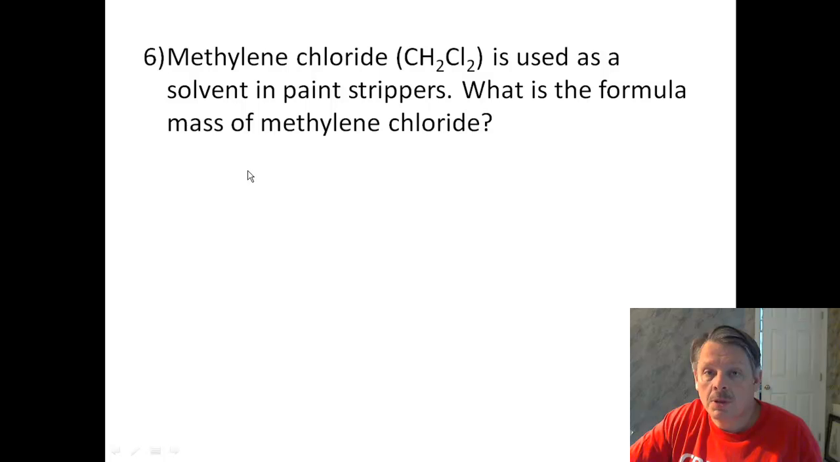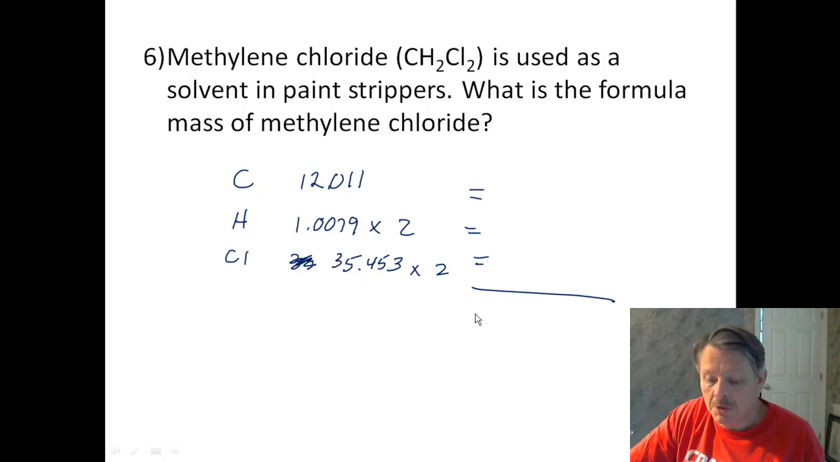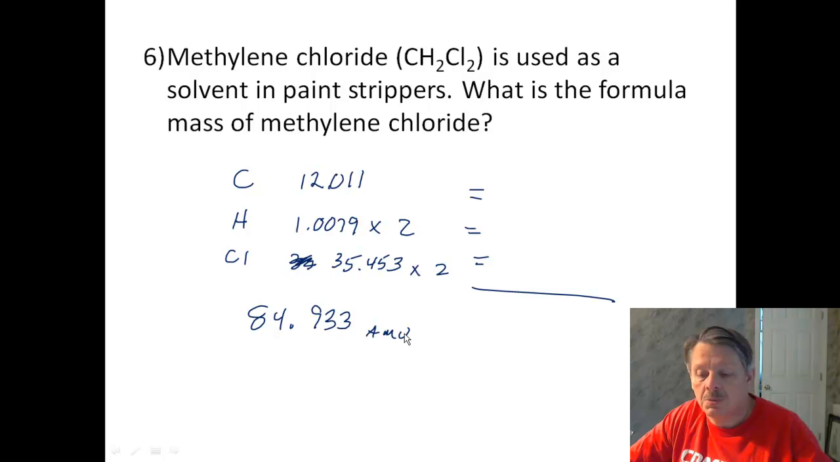Right. When I look at methylene chloride, I have carbon, I have hydrogen, and I have chlorine. I have one carbon, which is 12.011, and I have two hydrogens, which is 1.0079, and I have chlorine, which is 35.453. And there are two of them. So if you multiply all these out and you add them up, I'm not going to waste your time, but I will tell you that the total is 84.933. And again, our units are atomic mass units, because these are simply just a bunch of atoms stuck together.